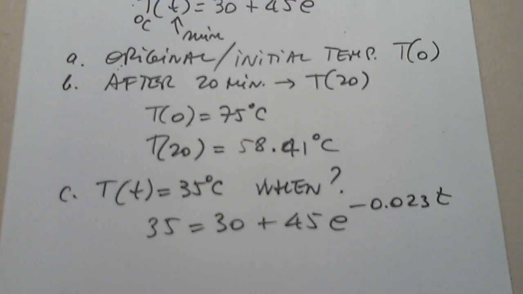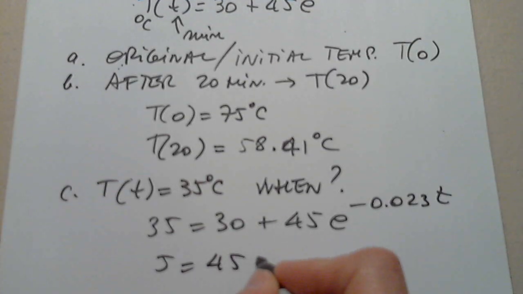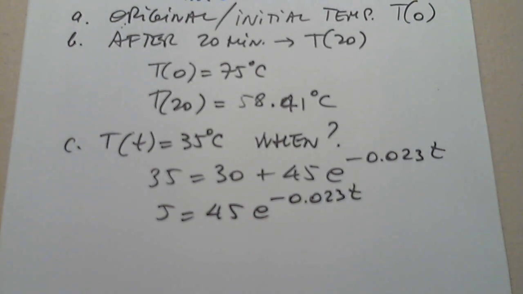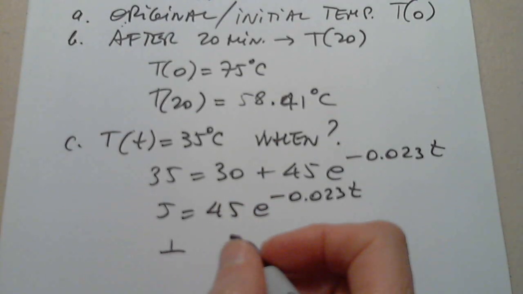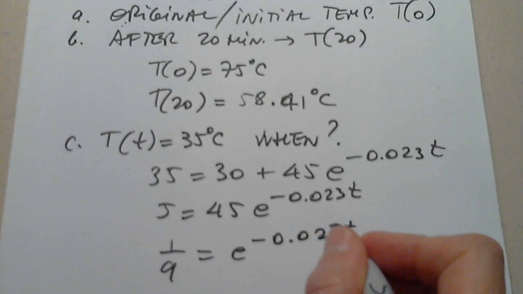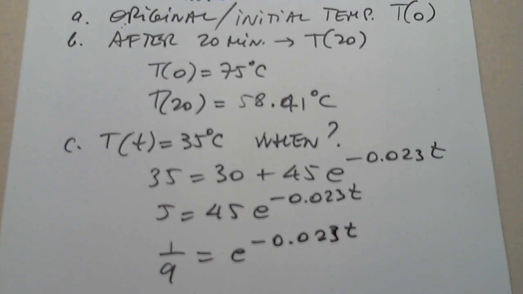Subtract 30 from each side. Very good. Excellent. Next step is still not cleaned up. To divide by 45. Yes. So 1 divided by 9 equals e to negative 0.023t. I simplified by 5. Good. Now it's cleaned up.